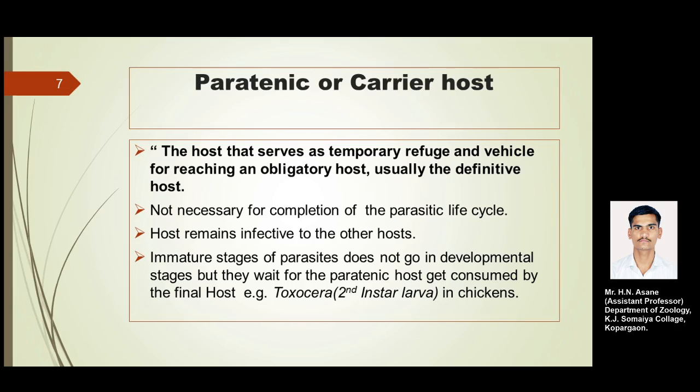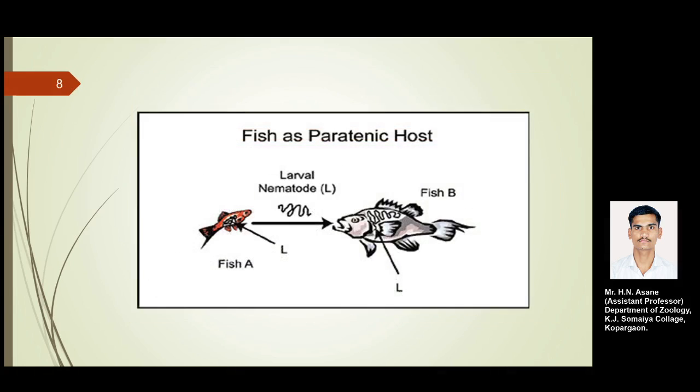Once they get consumed by the chickens or the birds, they get attached to the intestine, and they complete their life cycle, the sexual life cycle, inside that host. So here the paratenic host is the second instar larva, which is infested by these Toxocara, and the final host is the chicken. Here is another example of a paratenic host.